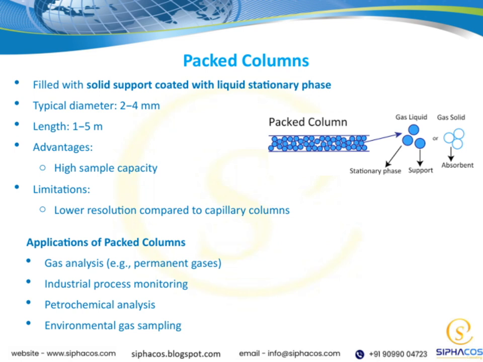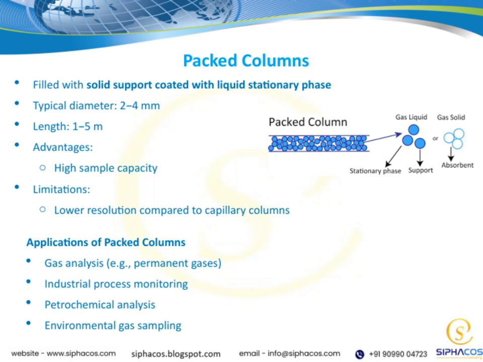Now, regarding the construction of packed columns, they are filled with a solid support material coated with a liquid stationary phase. This setup helps separate different compounds based on their interactions with the stationary phase. Typically, these columns have a diameter of about 2 to 4 millimeters and can be quite long, ranging from 1 to 5 meters, depending on the analysis needs. One of the main advantages of packed columns is their high sample capacity. This means they can handle larger amounts of sample material, which is beneficial in many analytical scenarios.